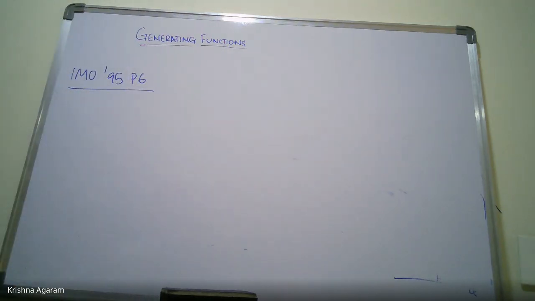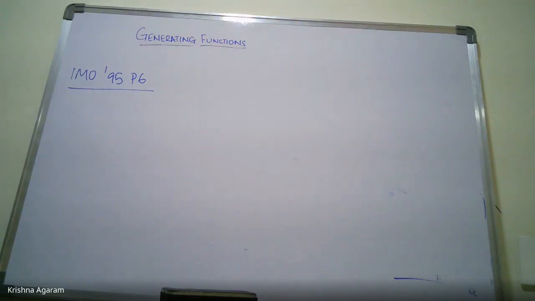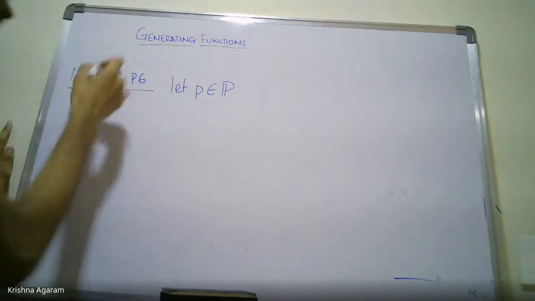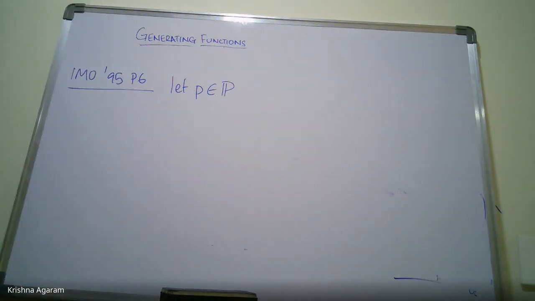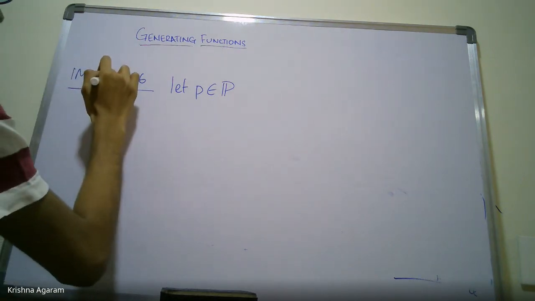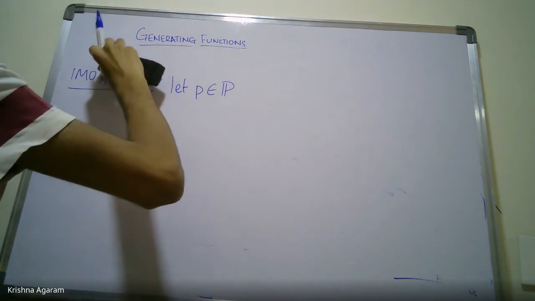Have people seen this problem before? What's the statement? I'll tell. By the way, why have you proved that prime IMO prime 95 P6? Oh, that's just IMO 1995. That's what I meant to say.